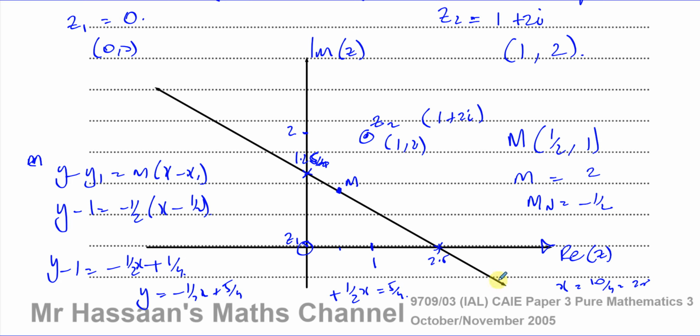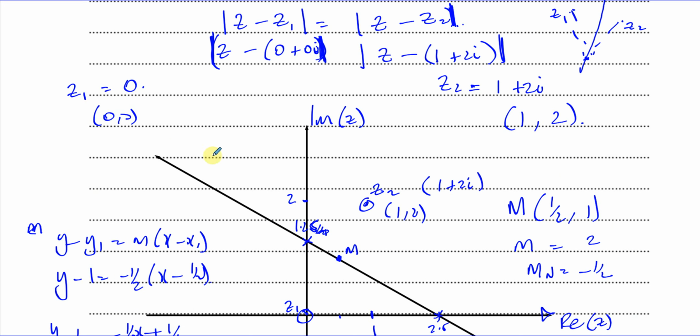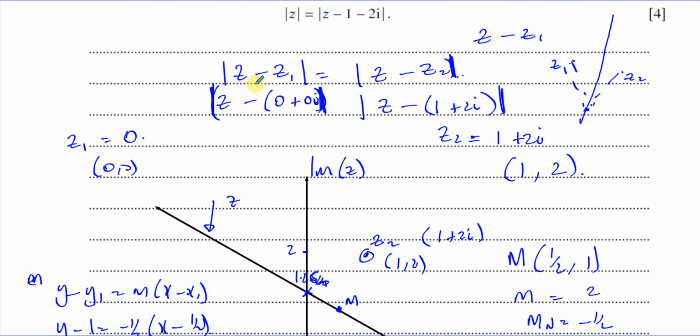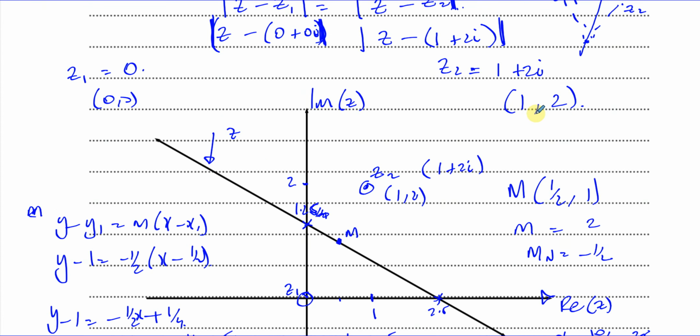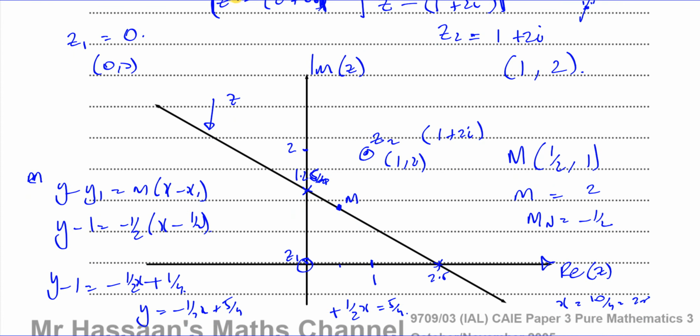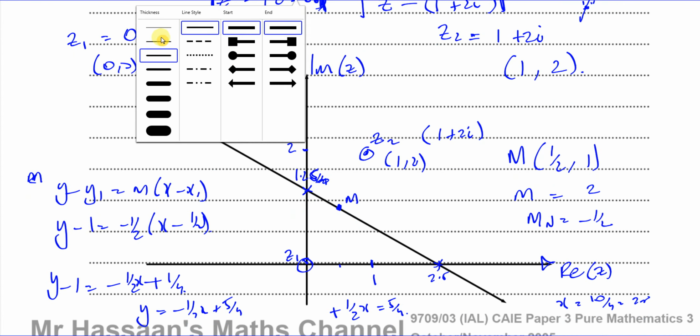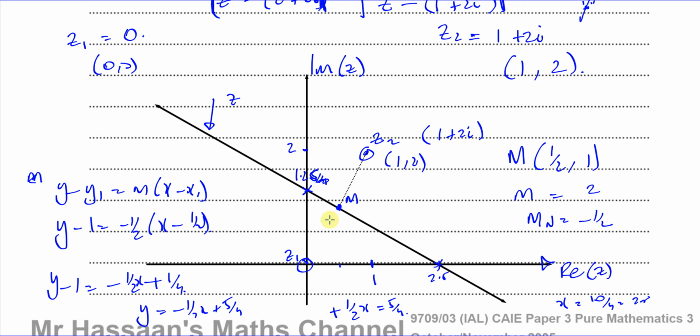There we have the line that is a perpendicular bisector of the line joining these two. That is the locus of z. So z can be anywhere along this line here. Okay, so that's how we show on the same diagram the set of points representing the complex number. If you want to, just make it clear that you are drawing the perpendicular bisector. You join those 2 points together, and you can show this as a perpendicular bisector.